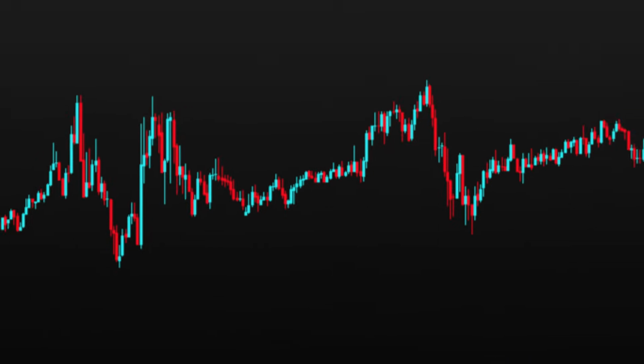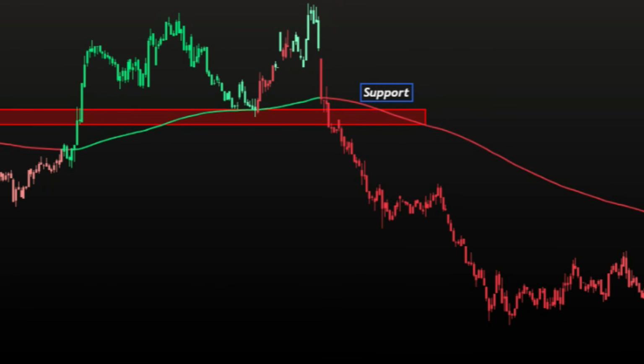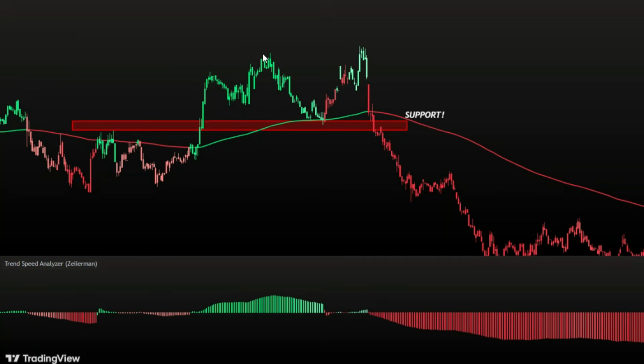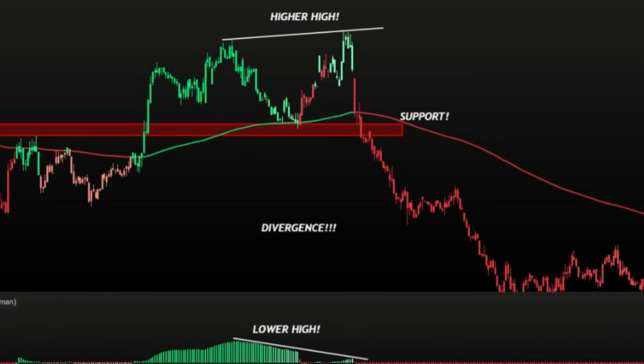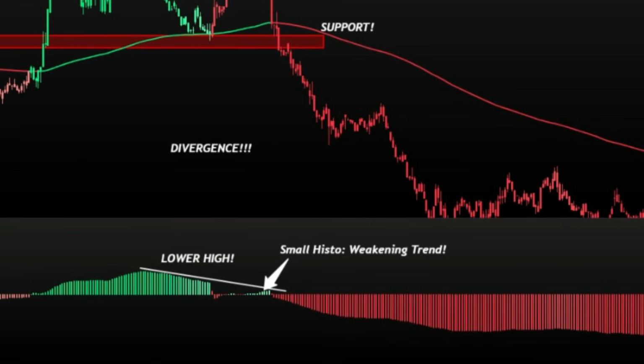Here's one more example. On this chart, I draw a support level and simply wait for a breakout. Now notice the price. It's making a higher high, but the indicator is making a lower high. Well, as you know, that's a divergence. If you check the histograms, they are small and weak, which is another sign that the trend is losing strength and adds to the suspicion of a reversal.